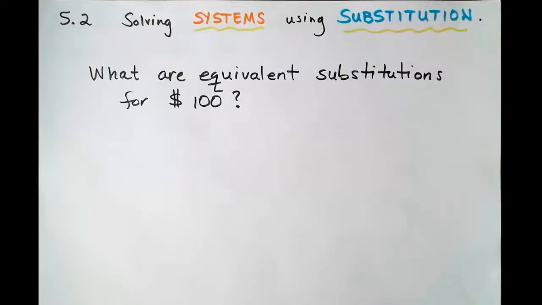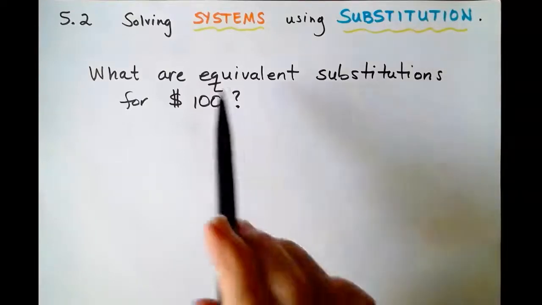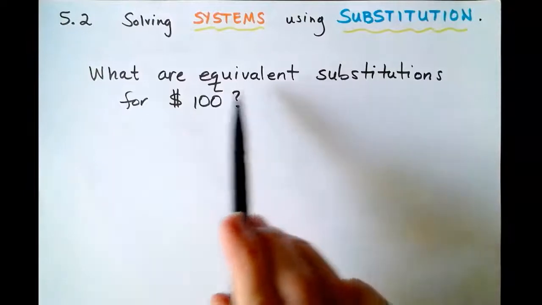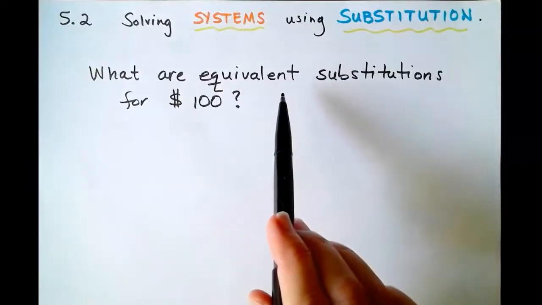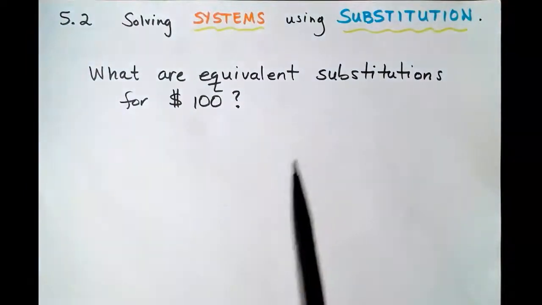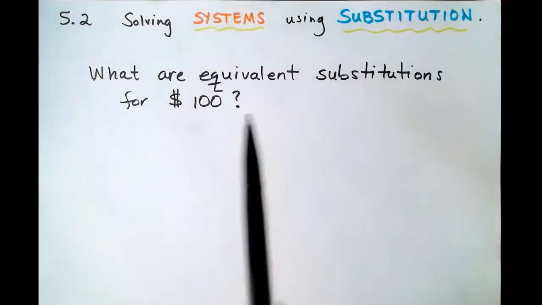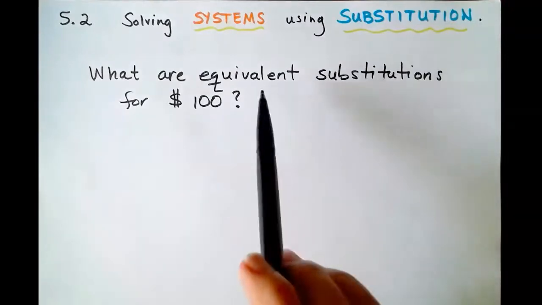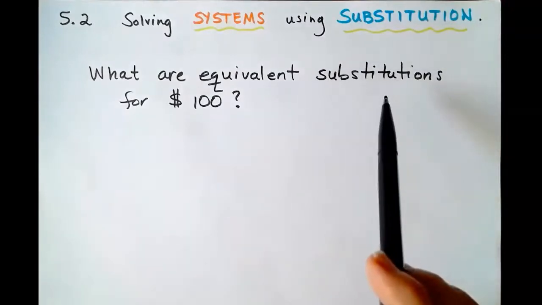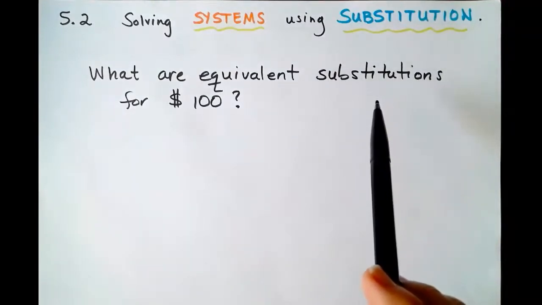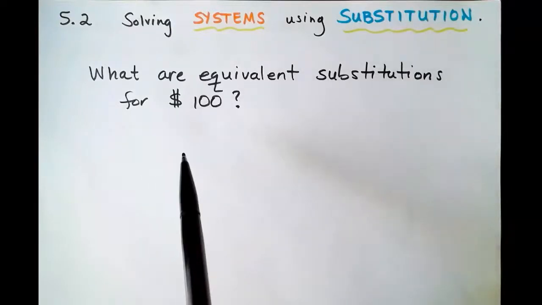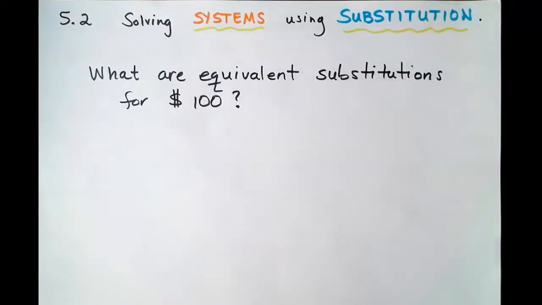So the next way to solve systems is by using substitution. The first thing we have to understand is, what does it mean to be equivalent, and what is an equivalent substitution? The root word of equivalent is equal. So we're looking for a substitution that is equal. So let's think about what are some equivalent substitutions for $100.